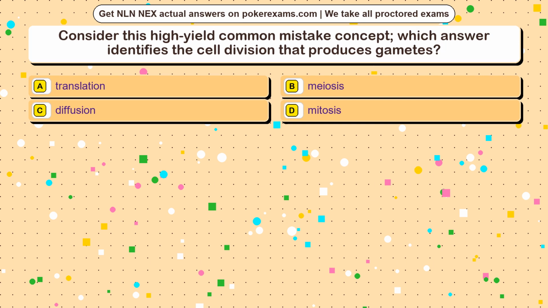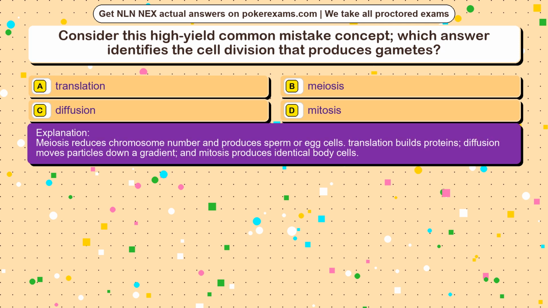The correct answer is option. Meiosis reduces chromosome number and produces sperm or egg cells. Translation builds proteins. Diffusion moves particles down a gradient. And mitosis produces identical body cells.